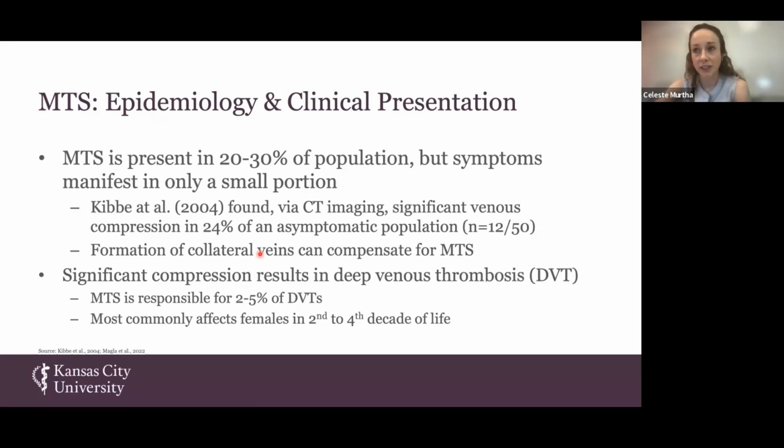So that's another reason why I think the prevalence estimate we have up here is an underestimate, because a lot of times clinicians aren't digging for this very specific diagnosis. So again, in terms of presentation, these patients are going to be presenting with left lower extremity edema, swelling, pain, and enlarged circumference. It's thought that the disease is responsible for about 2 to 5% of DVTs, and it most commonly presents in females in their 2nd to 4th decade of life.